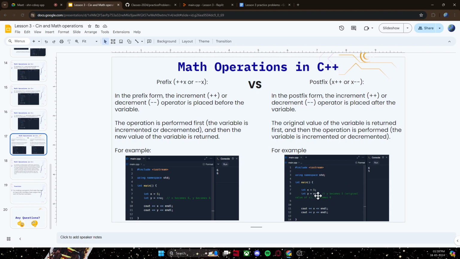So in this case, the value of x is still 5. So when you say y equals x++, y becomes 5, and then the value of x increases by 1, so it becomes 6. So if you output x and y, you get x is 6, but y still has 5 because y stores the original value of x, not the one after the postfix. So that's the biggest difference between the two.